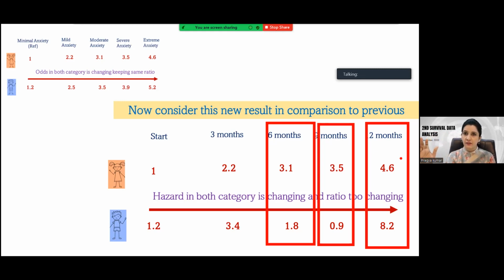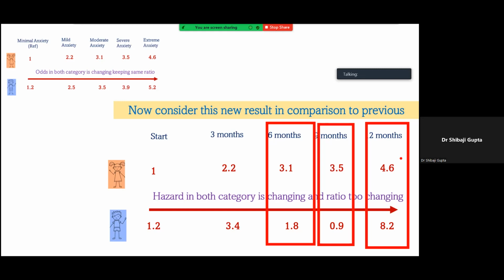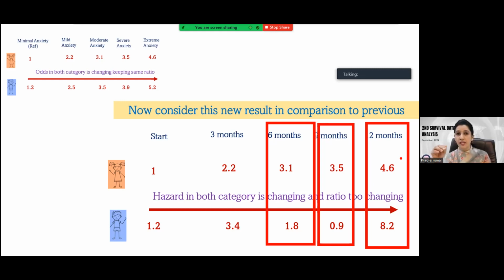Did you get it? All of you? Yes, ma'am. Yes, thank you. Apart from Dr. Shivaji, any other person who is having any confusion, then please clarify it right now, because then you will be able to understand when you go to the breakout room, or you will have to interpret why this Cox proportional. So Manoranjan is writing yes.